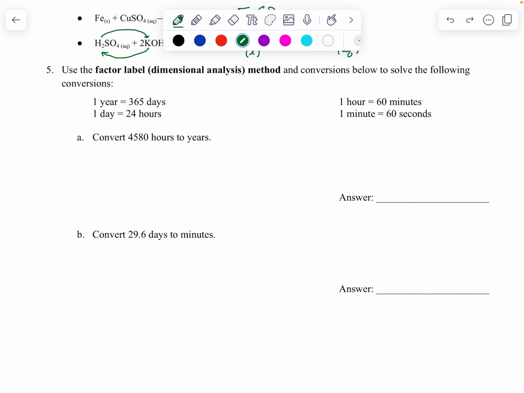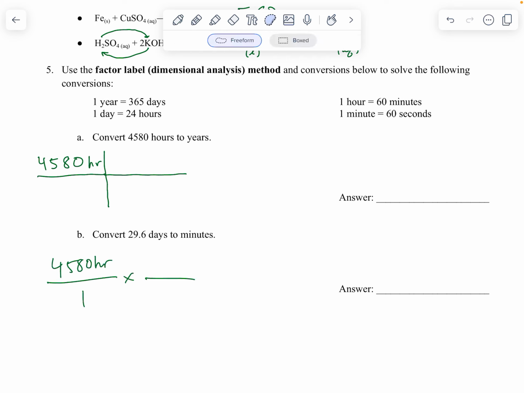Using factor label, dimensional analysis, or just creating our T charts or tables, or however you like to do it, just fractions. So we're just using these conversion factors up here. We have 4,580 hours, and we want to go to years. So I like to do the table just to keep things a little organized. I know some like to do something like this and then keep it going like that. It does not matter one bit, whatever you feel comfortable with.